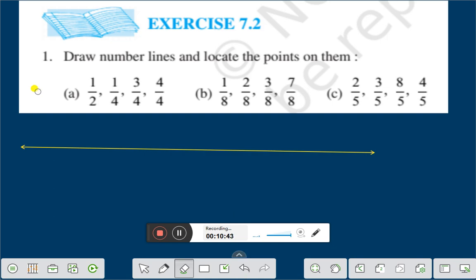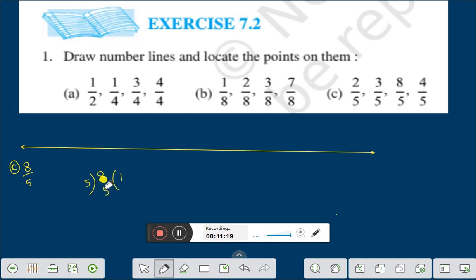We have taken this number line, then question number C, we have to represent 8 by 5, right? How do you have to represent 8 by 5? You see first that this is not a proper fraction, it is an improper fraction, right? That means it is greater than 1, right? First what you have to do, you have to divide 8 by 5 and change it to a mixed fraction.